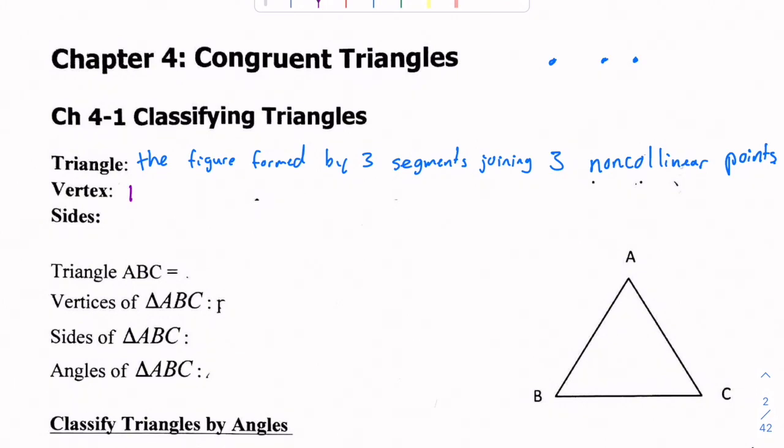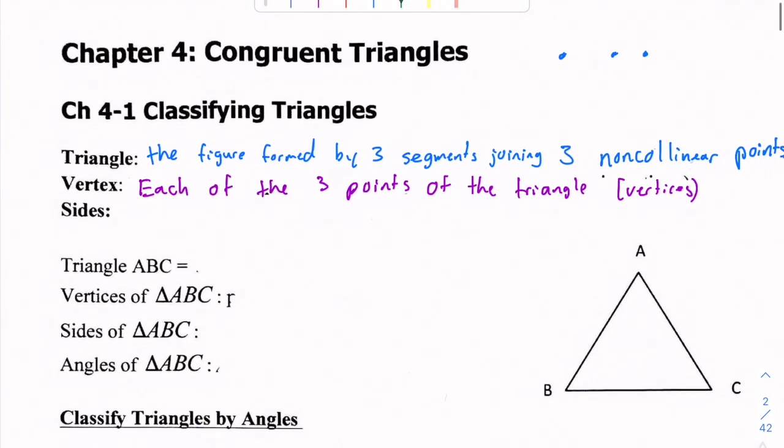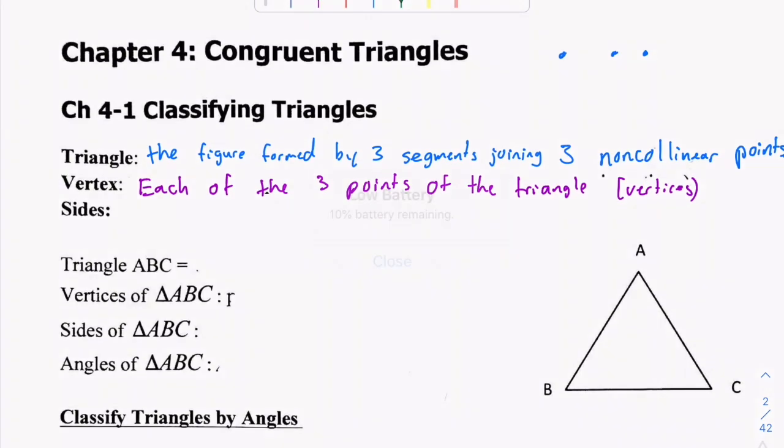The word vertex means each of the 3 points of the triangle. Okay. Plural would be vertices, right? Vertices. Honestly, though, it's just a fancy word for corner, right? It's literally the corner of your triangle, right? Corner. Okay, vertex is just the corner, okay? Sides. Sides are really just the segments. Let's do a different color. The segments of the triangle, okay? Segments of the triangle.